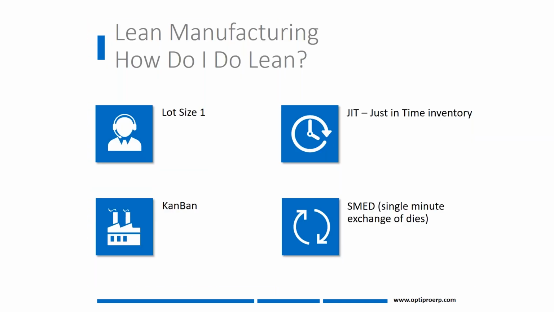So, how do we do lean manufacturing? Well, there's a bunch of different concepts. We're going to talk about them now. A lot of these are supported by relevant ERP systems. We're going to show you something in our solution, OptiPro, that'll allow you to achieve lean manufacturing and the flexibility that you're required to do lean manufacturing.